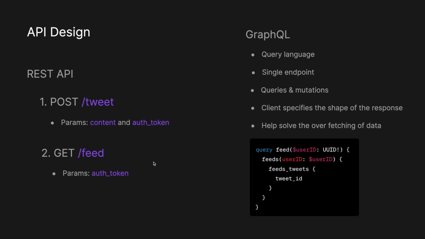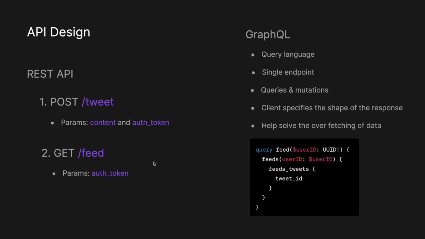And so the most important thing about that is, well, that helps solve the overfetching of data. So if you look at our example here, we've got a user, we're making a query to get a feed for a specific user, and then for each feed, we're getting the feed tweets, and we're getting the ID for each of those tweets on those feeds. So it's really granular, so you've got really good control over what you query.